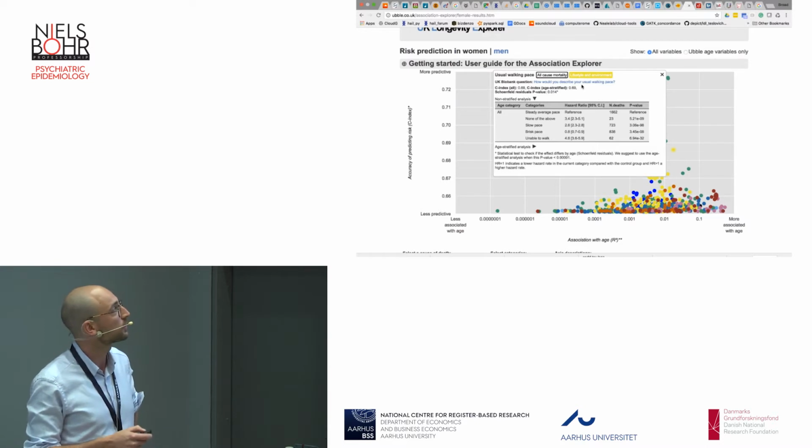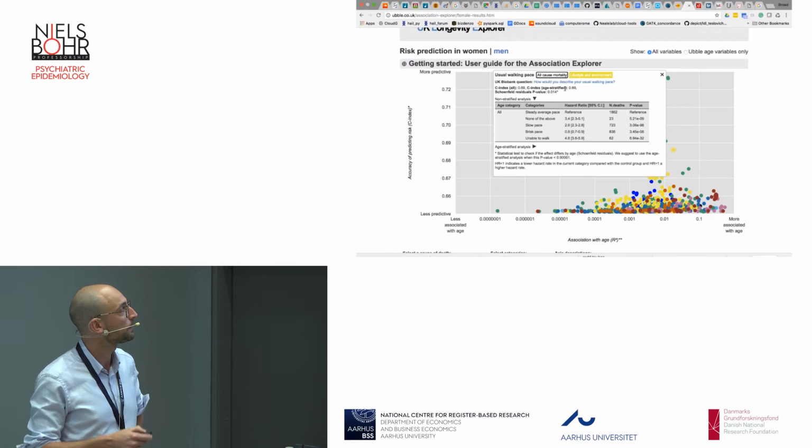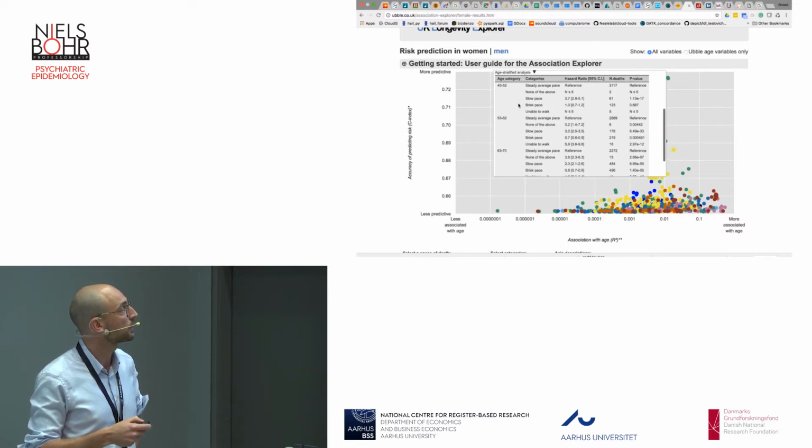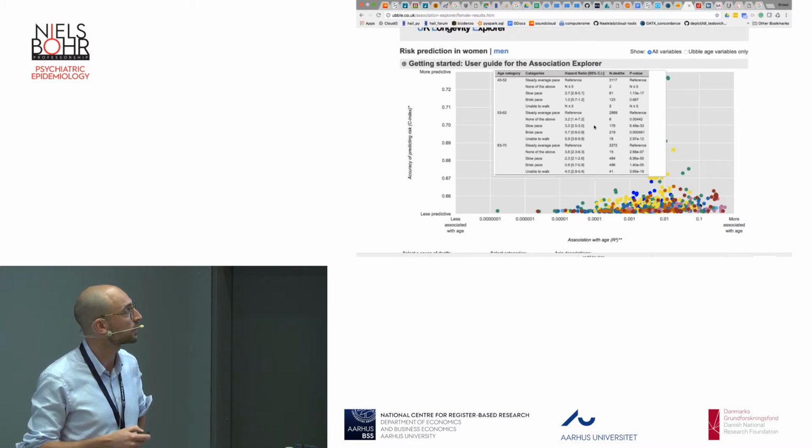If you click on each of these dots, you get the association, but you also get the odds ratio for each of the categories in the questionnaire as compared to the reference. Since most of these things are actually age dependent, so there's no proportional hazard model, you can have the results stratified by age category, and again here you can see the different associations for different age groups.